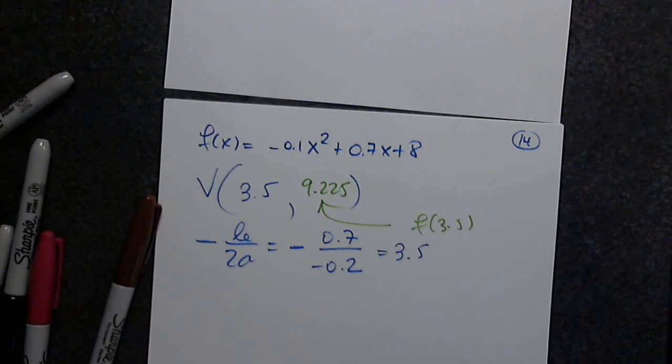So coming back to our problem, round to the nearest tenth as needed. So the maximum height is 9.2 feet, which occurs 3.5 feet from the point of release.